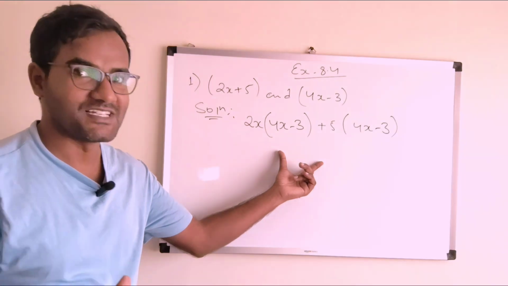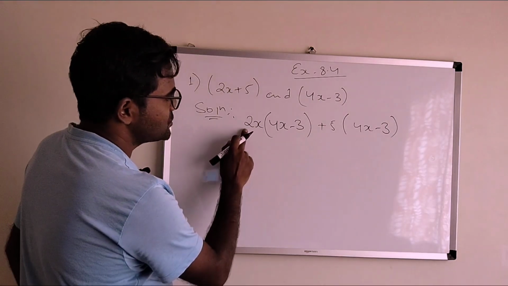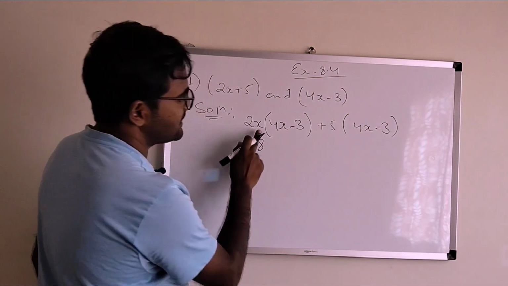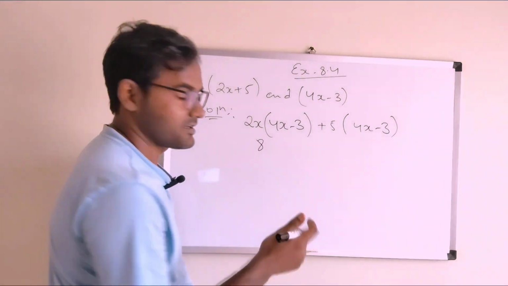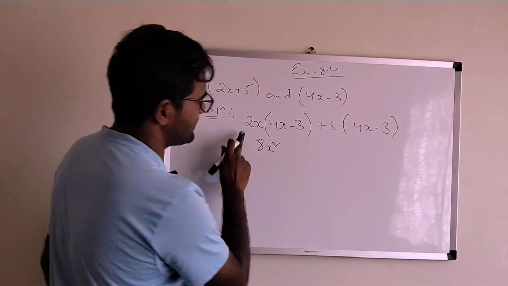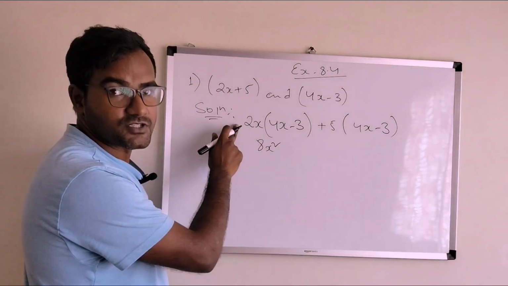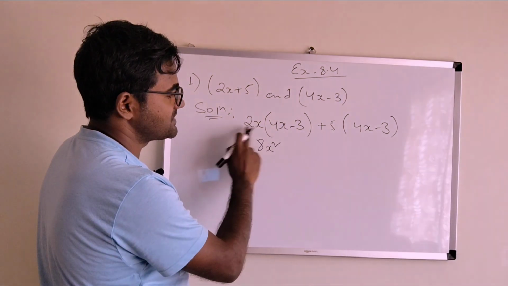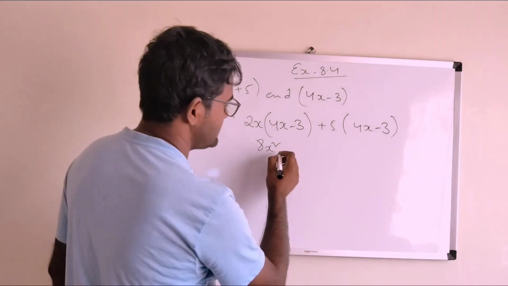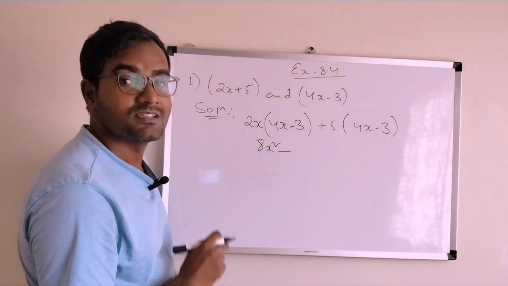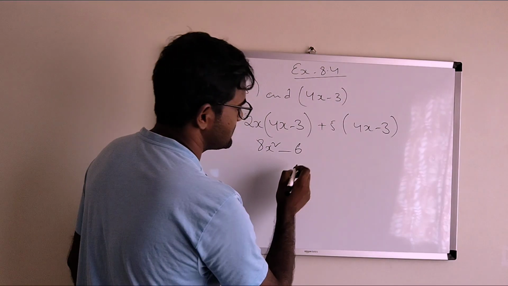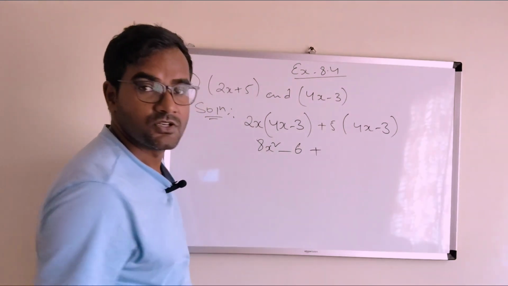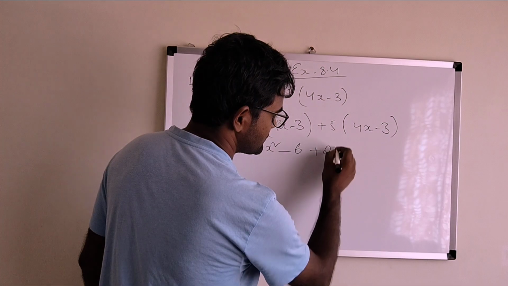Now you have to multiply. How are you going to multiply? 2 into 4 is how much? 8. x into x is x square. So 8x square. Then in front of 2 there is plus, and here it is minus. So plus into minus is minus, and 2 into 3 is 6. So here we write 6. Then we multiply 5 into 4, which is 20. So here we get 20.